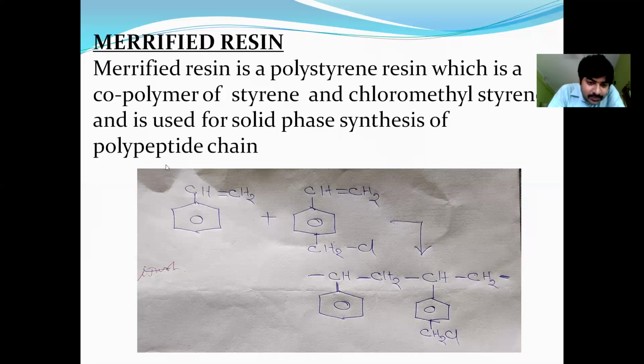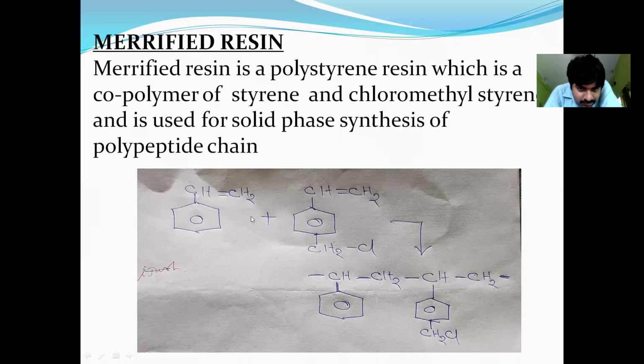So let us take. This is styrene, and this is chloromethyl styrene. So what is the actual situation? Just see. This double bond will become a single bond. Just see, this has become a single bond.